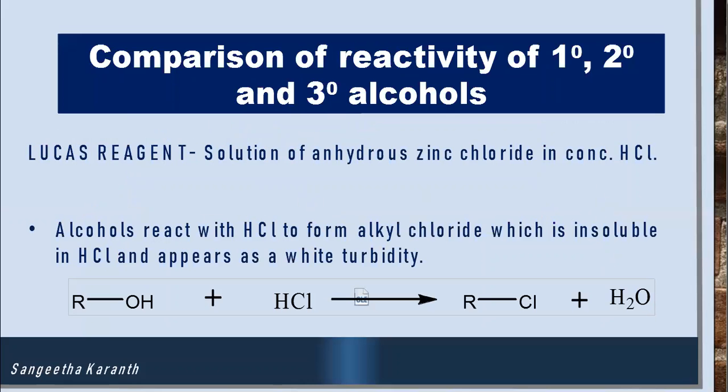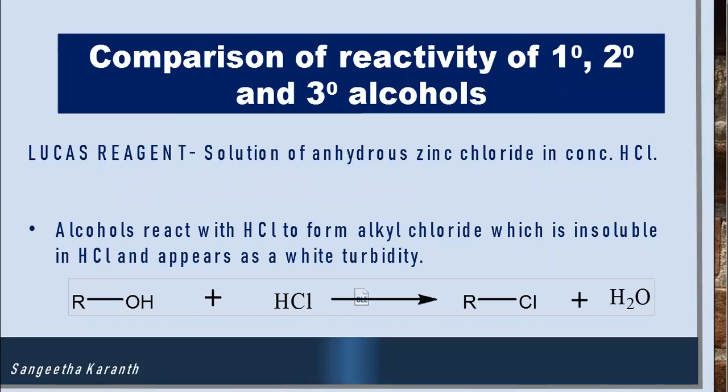So, just by visual observation, can we identify which is a primary alcohol, which is a secondary, and which is a tertiary alcohol? We have a solution to this, which is called the Lucas reagent test. So in the Lucas test, we make use of Lucas reagent, which is nothing but anhydrous zinc chloride present in concentrated HCl.